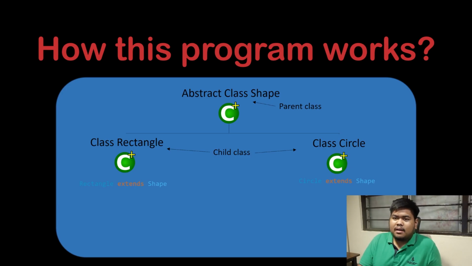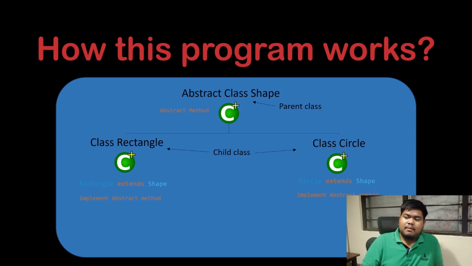And to implement the inheritance, we have to use rectangle, the class name, extends shape, which is the parent class name. So let's say that in the abstract class we have an abstract method. What we have to do is implement those methods in the subclass, the child class. If we do not implement the method, then the subclass will throw an error.